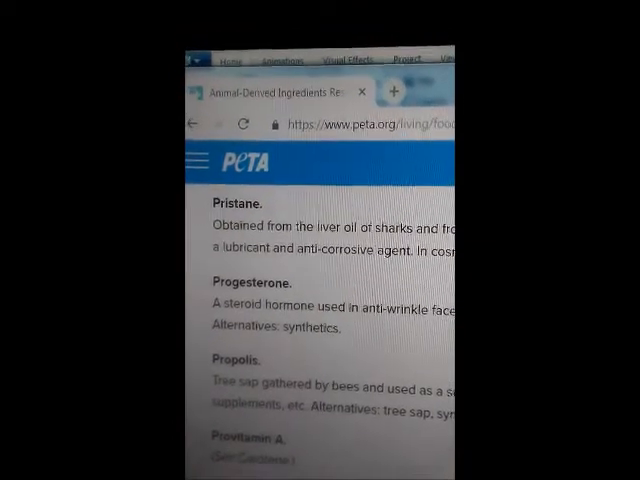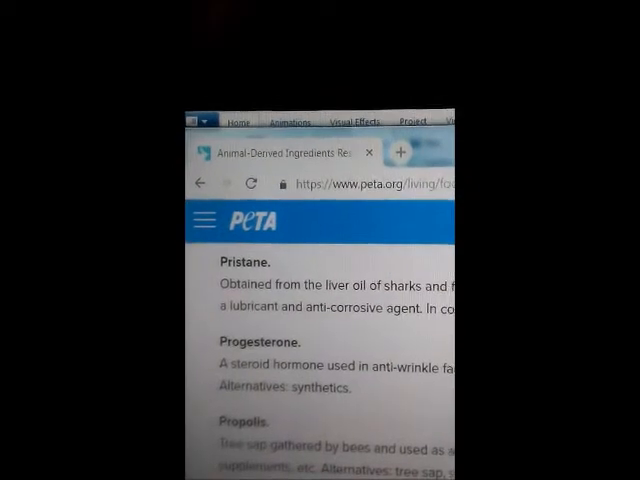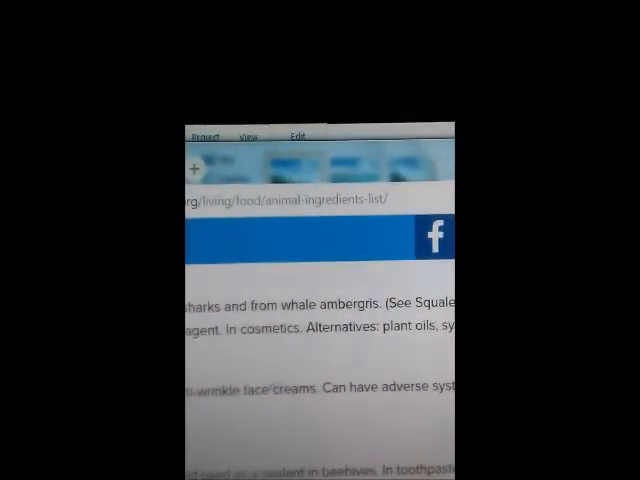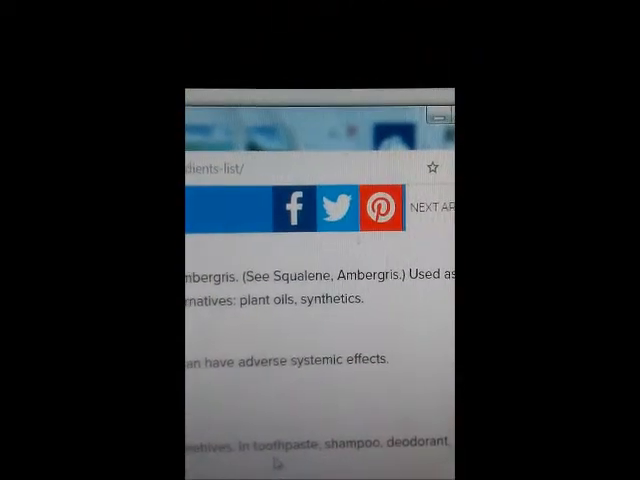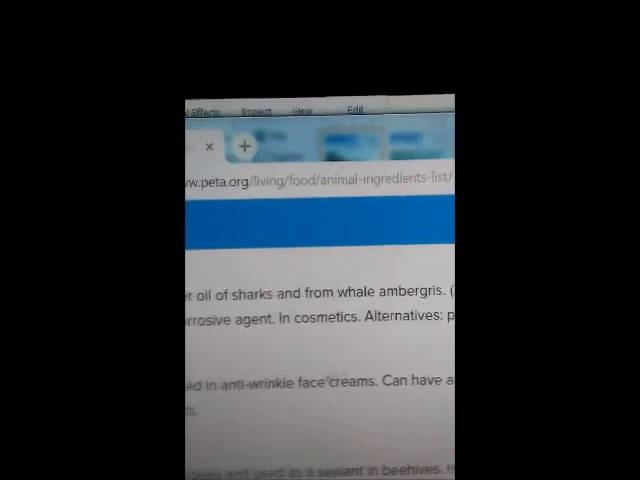So you got a lot of things. You got pristane, which is obtained from the liver oil of sharks and from whale ambergris. Let me see. Used as a lubricant. It says squalene, ambergris. It says used as a lubricant and anti-corrosive agent in cosmetics. Alternatives: plant oils.